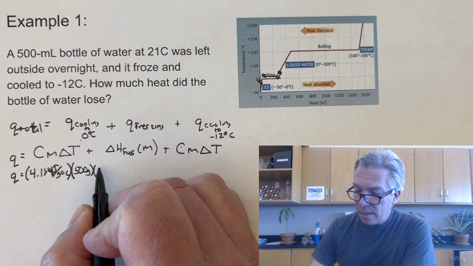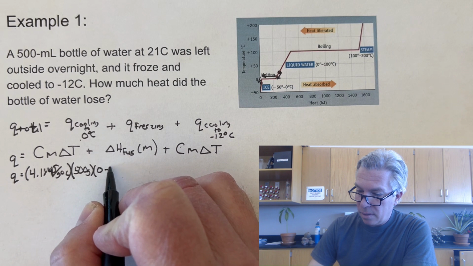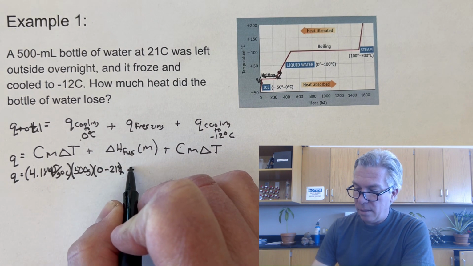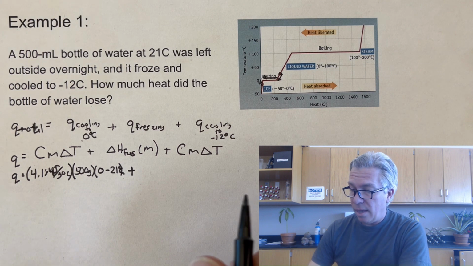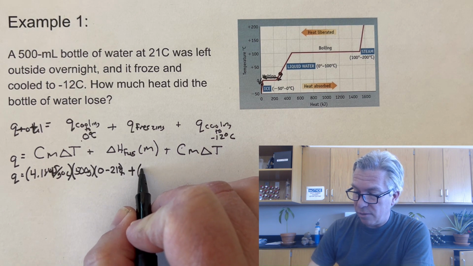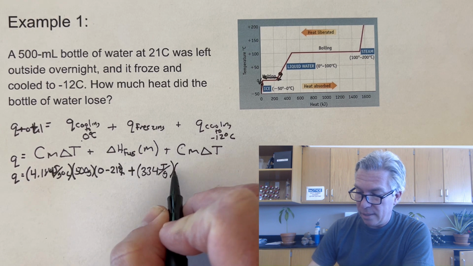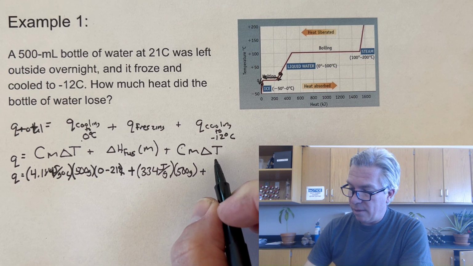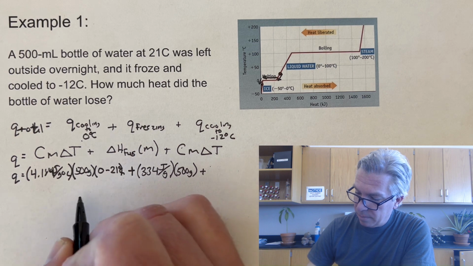And we're going to do final minus initial. So for the first segment, the final is 0. All right. And that'll give us a negative value, which is okay because we're losing heat. That's a directional negative. And then for the next part, heat of fusion of water, we learned is 334 joules per gram, again, times 500 grams.